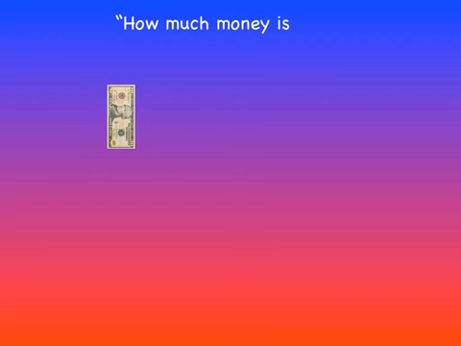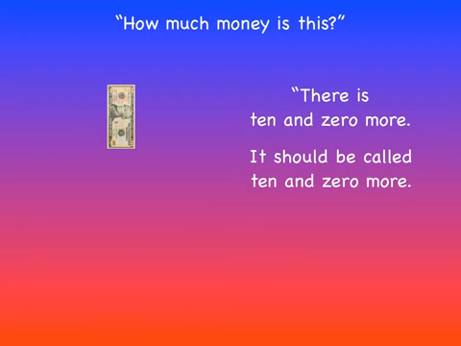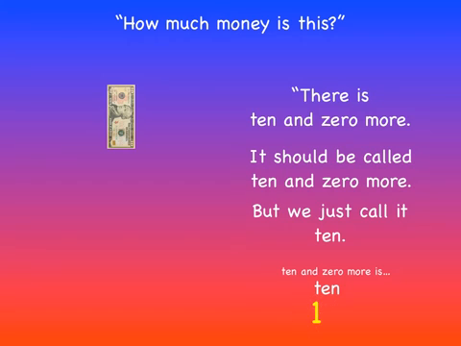How much money is this? There's 10. And how many more? Well, 0 more. There's a 10 and 0 more. It should be called 10 and 0 more, but we just call it 10. 10 and 0 more is 10. And you write it with a 1 and a 0.